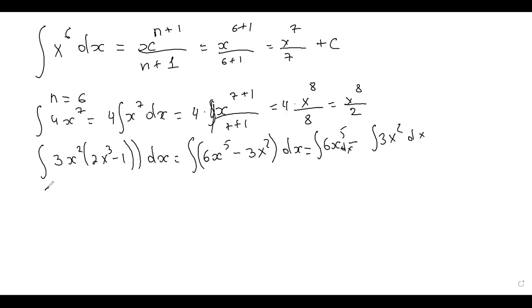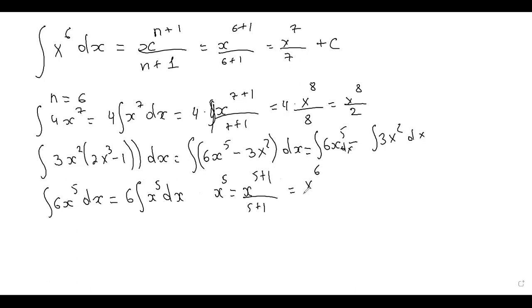So we can integrate each alone. We can take this constant 6 out of the integral, so 6 times the integral of x to the power of 5 dx. So x to the power of 5 is equal to x to the power of 5 plus 1 divided by 5 plus 1. So x to the power of 6 divided by 6. So we should multiply it by 6. So it will be x to the power of 6.